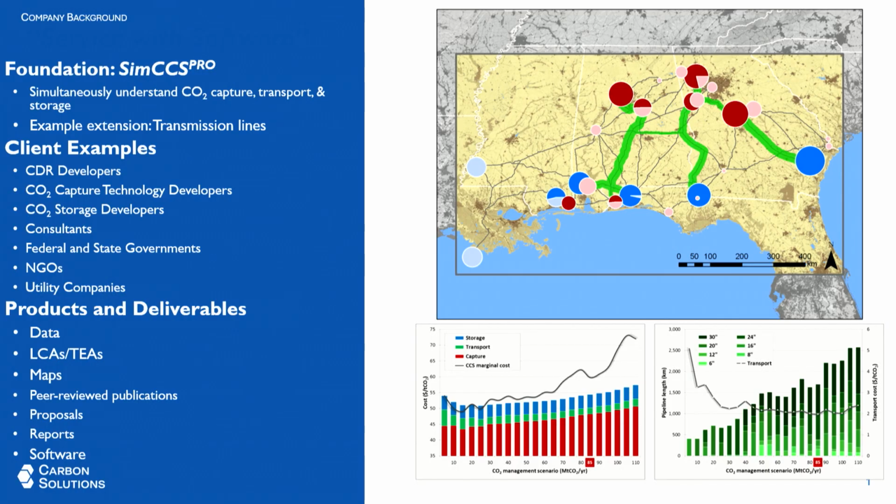We're a small business. We do R&D, software and consulting. A lot of our tools are very geospatial focused, and our foundational tool called SimCCS is CO2 pipeline routing. In the map there, the red dots are sources of CO2. The blue dots are locations where you might store that CO2, and the green lines are pipelines that are optimally routed. The software decides which sources to capture from, which sinks to deploy, and then how to get the CO2 from point A to point B. That's our foundation of the company.